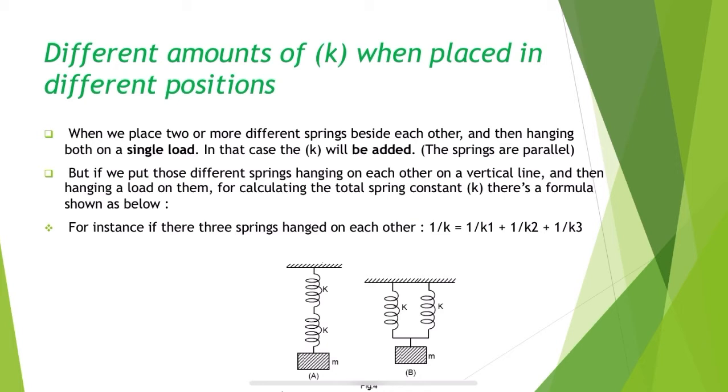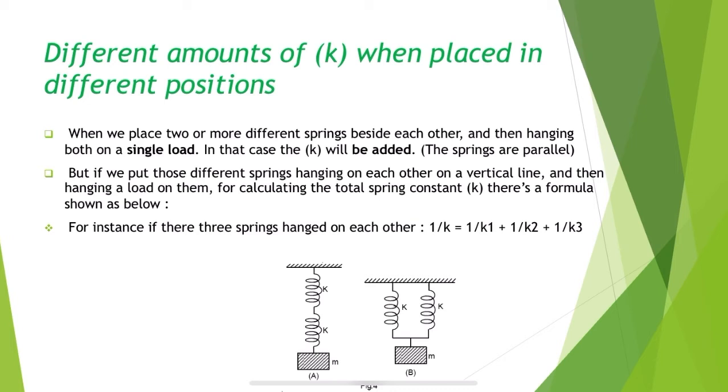That means that load is being hung on both of those springs. In that case, the K will be added. It's not going to be multiplied, and no other strange and unconventional things. It will be added. The springs are parallel. So in the case that those springs are parallel, this statement will be true. The K, like K1 and K2 in this case, will be added if you want to calculate the spring constant of these two in one number.